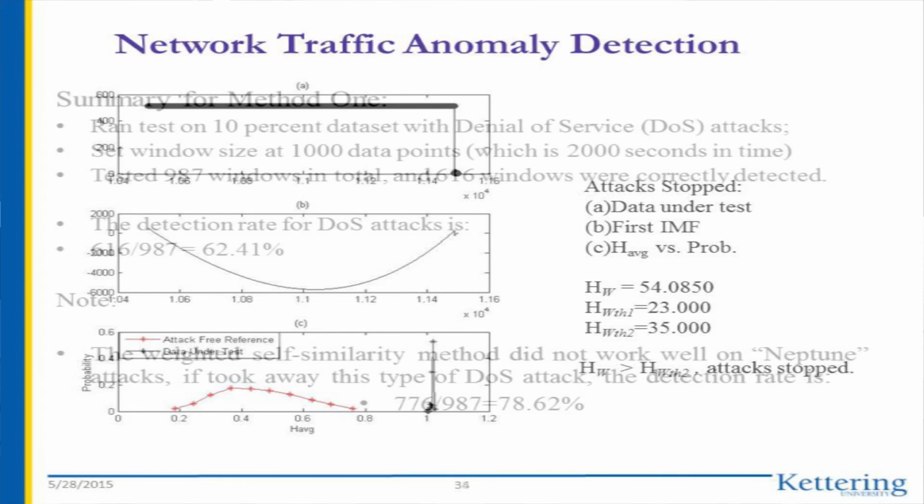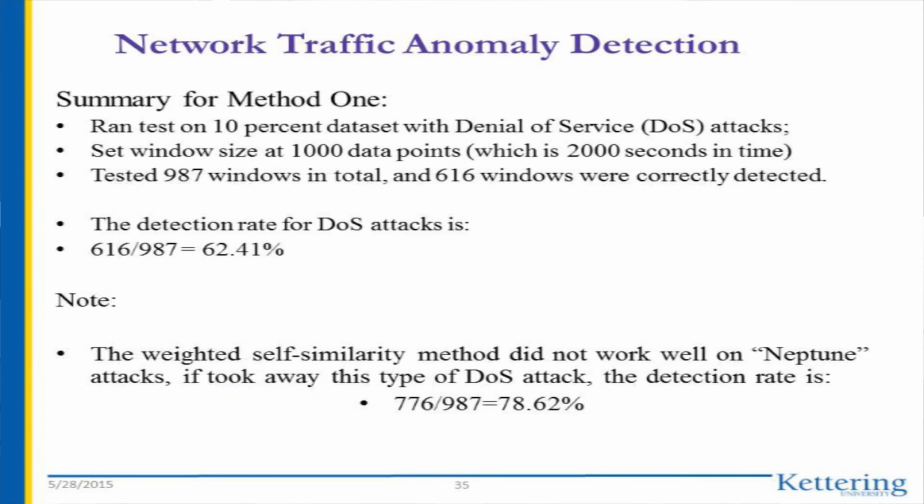Some of the test results, as you can see, we tested a lot of data. For DOS attacks, we got about 62% accuracy, in real time, remember. But we found it did not work very well for Neptune type attacks. If we take that out, it gives you about 78% accuracy, which is pretty good for real time.